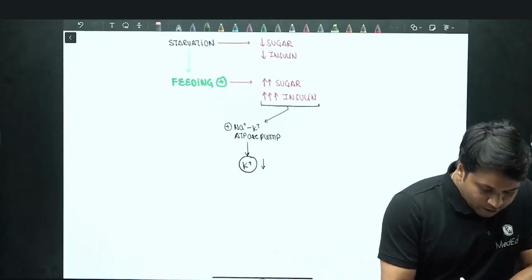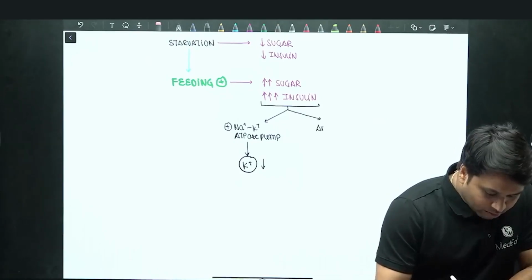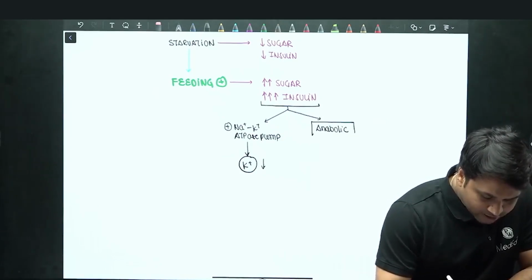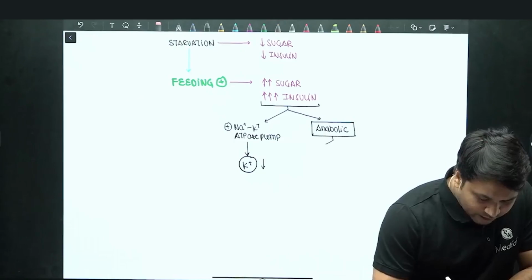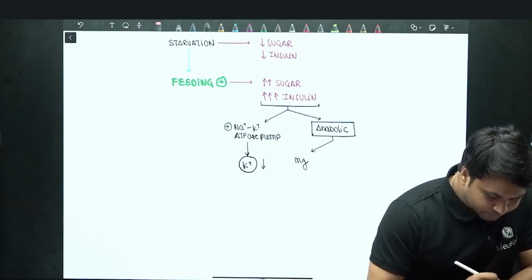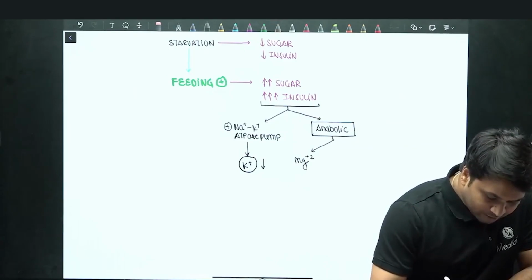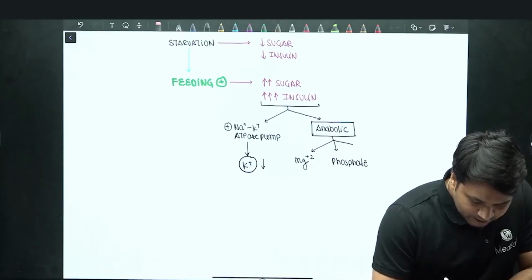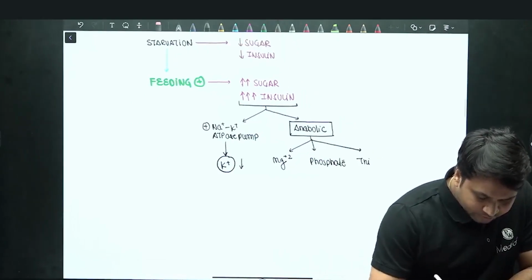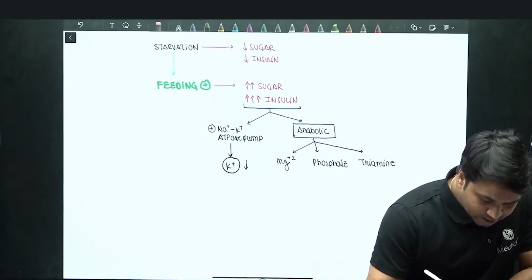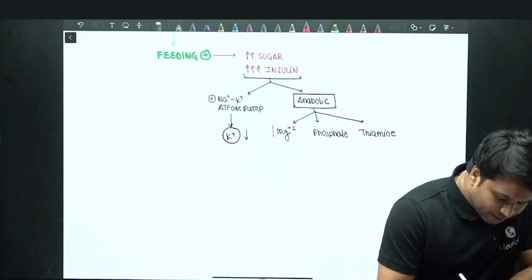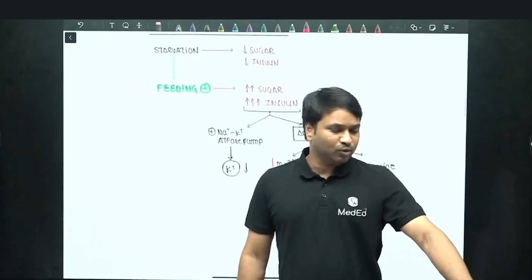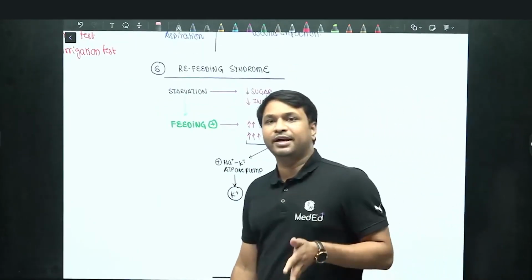Now, at the same time, because insulin is an anabolic hormone, it is going to promote anabolic status, and the cofactors required for anabolic status include magnesium. So, there will be hypomagnesemia, hypophosphatemia, and thiamine, which is B1, is going to be utilized. Because of this anabolic status, there is hypomagnesemia, hypophosphatemia, as well as thiamine deficiency, and all these put together is what we call refeeding syndrome, right?